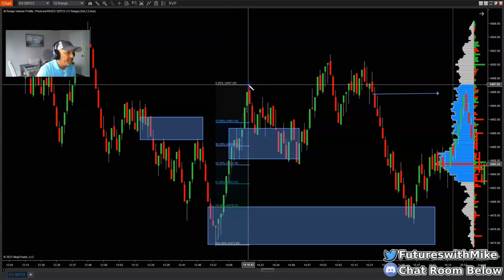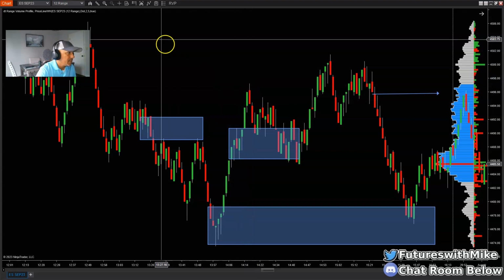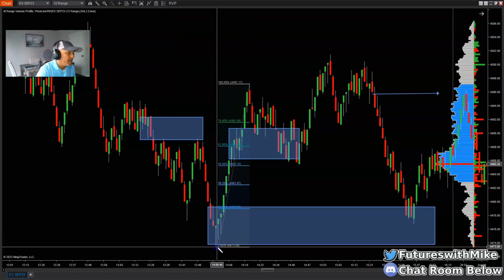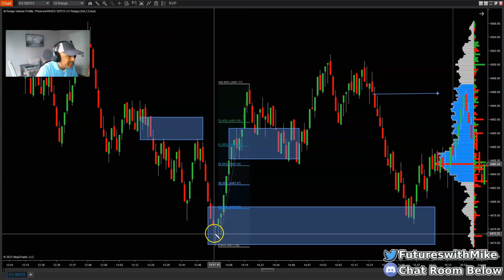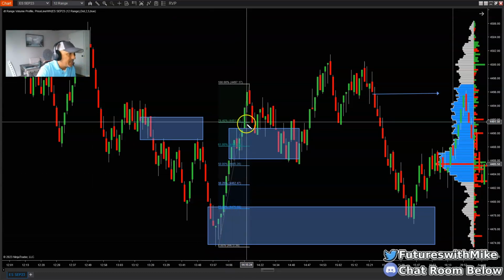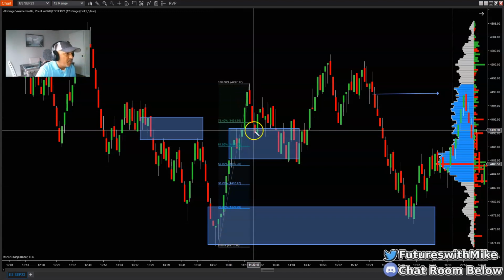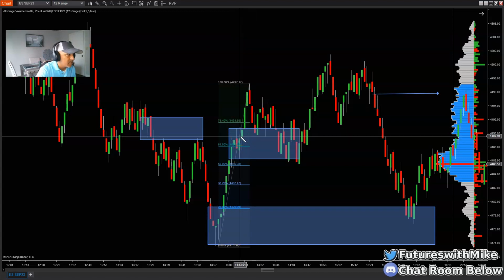So if we look from, let's just say, actually, let's redraw this. Go from here to here. All right, so the move started from here to here. This is a push to the upside, 100% move to the upside here, okay? And when price starts to pull back, it's pulling back to this key area of support right here, which most support and resistance traders will be looking for, a key area.